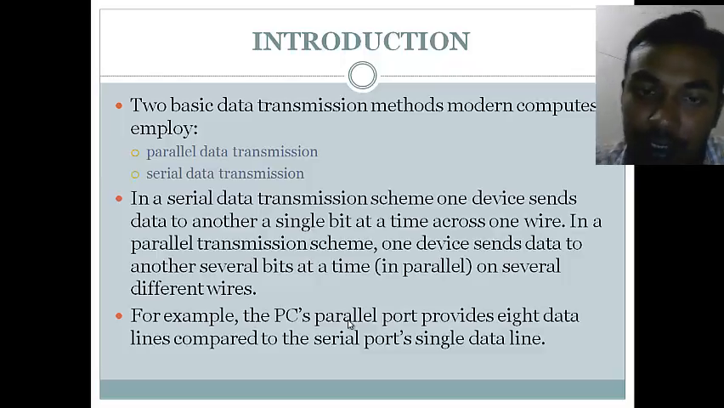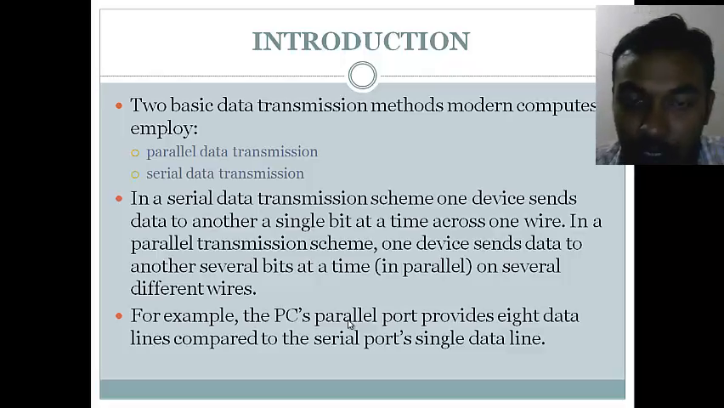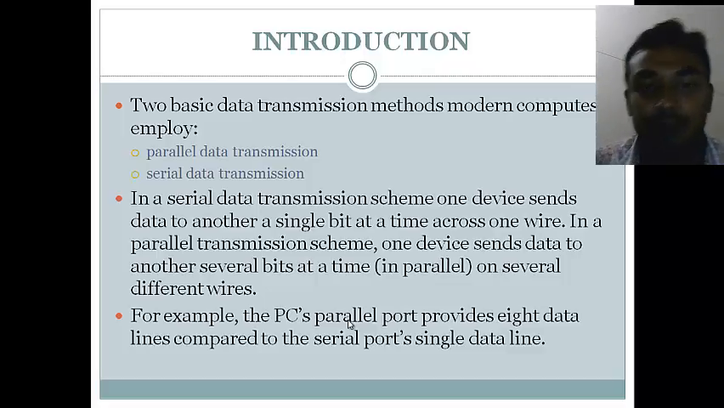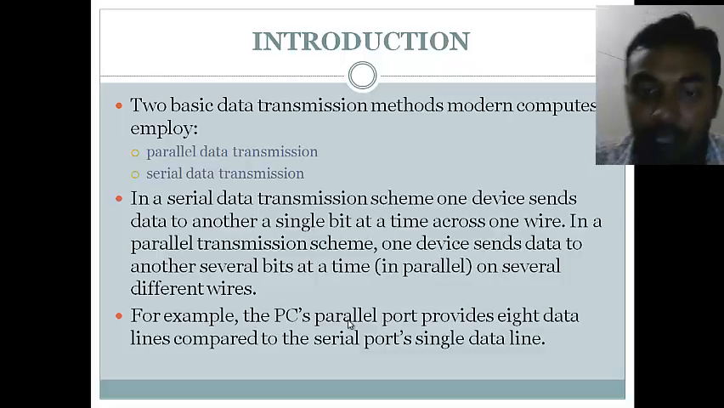Now consider parallel data transmission, which is my topic for today. Here the data travels bit by bit, but different wires are attached to it. If you consider an 8-bit wire, you have 8 wires. So through 8 wires, 8 bits of data are transferred at a single time. It helps in fast data transmission.